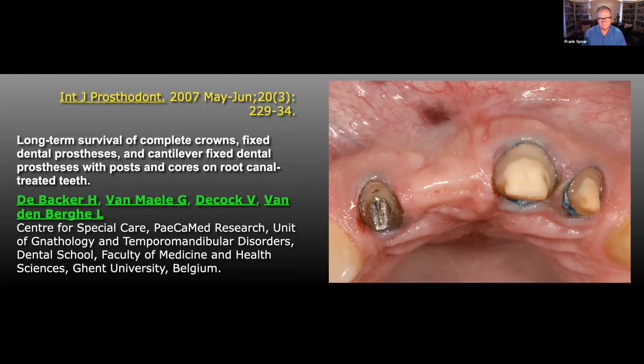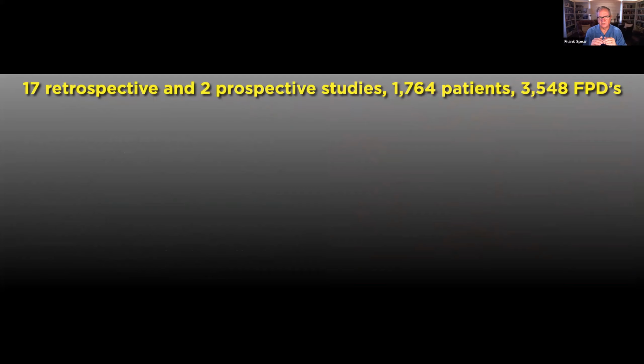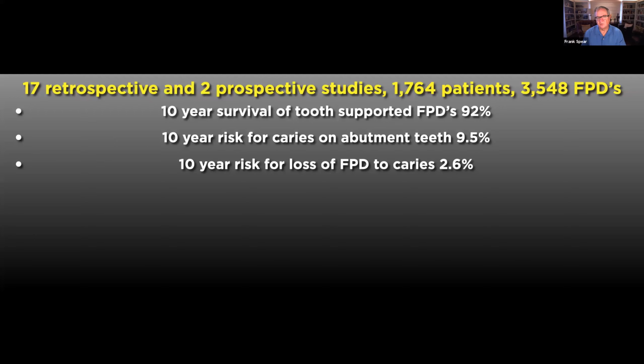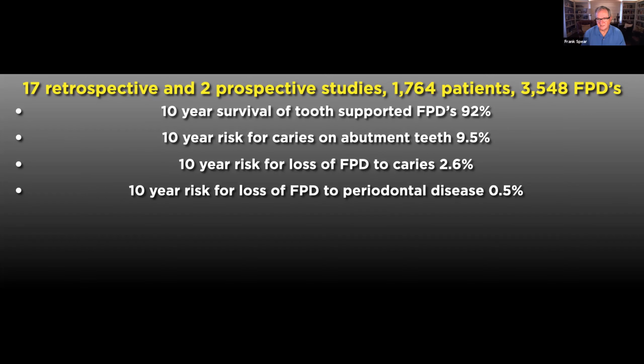This study is out of Belgium. It's again about long-term survival of crowns and FPDs, but it compares them on teeth that are vital versus non-vital. Okay, so 10-year survival of tooth-supported FPDs, 92%, right where the other study was. The other study was 89%. 10-year risk for caries on abutment teeth, 9.5%. So out of every 10 FPDs, one of them is going to get caries on an abutment tooth at 10 years. 10-year risk for loss of the FPD from caries, 2%. Loss to periodontal disease, 0.5%.